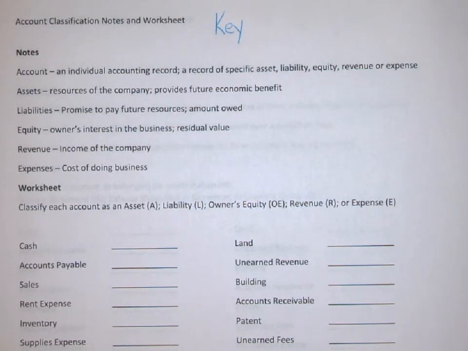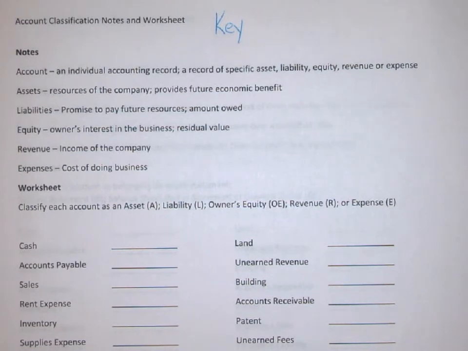Great. In this video, we are going to look at the account classifications. We're going to review a few notes and we are going to work the worksheet. So what we have as far as this section is concerned, the first step is looking at, what is an account? An account is an individual accounting record. It is a record for a specific asset, liability, equity, revenue, or expense account.